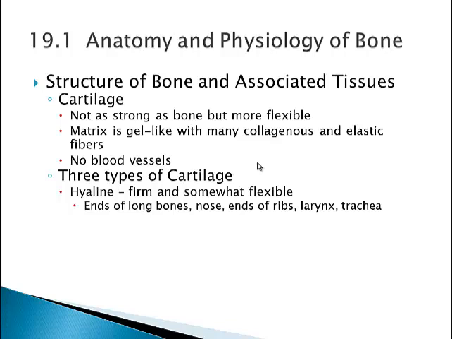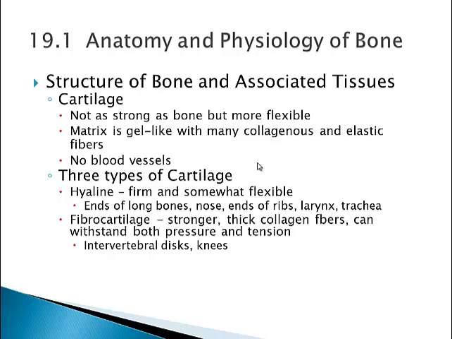Hyaline cartilage is firm and somewhat flexible. It's going to be found at the ends of the long bones, the nose, the ends of the ribs, the larynx or voice box, and the trachea. Second type is fibrocartilage. Fibrocartilage is stronger. It's composed of thick collagen fibers, and it can withstand both pressure and tension. It's going to be found in places like the intervertebral disc and also the knees.